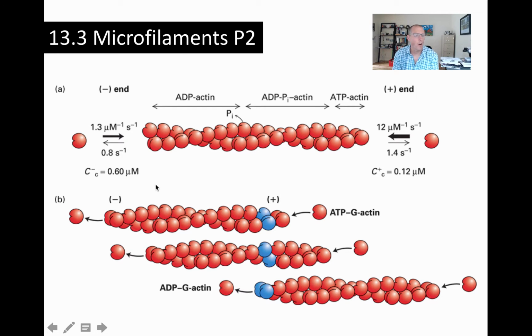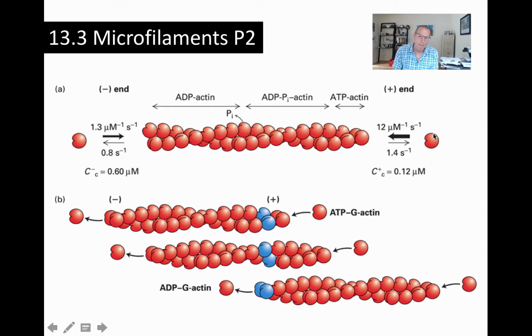And here is our critical concentration at the minus end. So we're going to do 0.8 over 1.3, and that's going to come out as a critical concentration of 0.6. So let's just think about a free actin concentration of 0.3 micromolar. At that concentration, 0.3 micromolar is greater than 0.12, so we will get addition at this end.